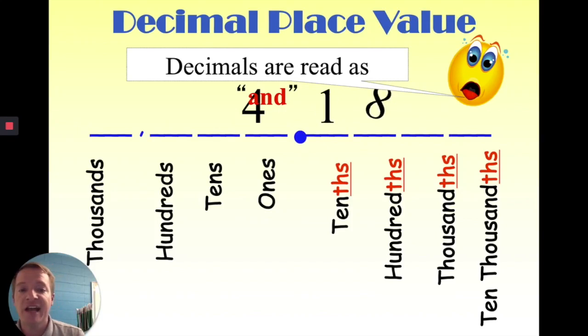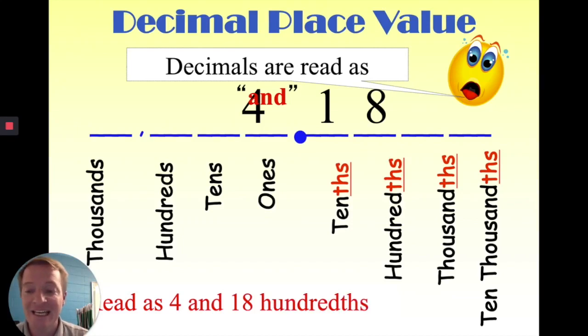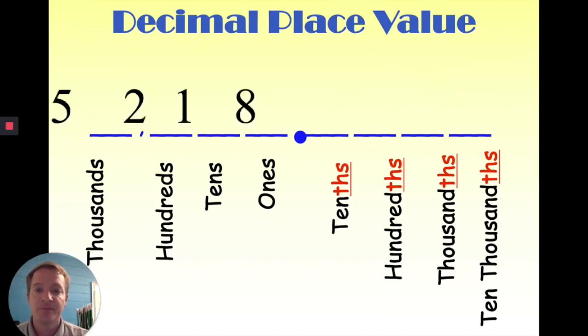So let's have an example. A lot of us would say 4.18. That's not exactly how we really should be saying these. This would be 4 and, what's our number here? And what place value did we go to? We went to the hundredths, so it would be 4 and 18 hundredths.